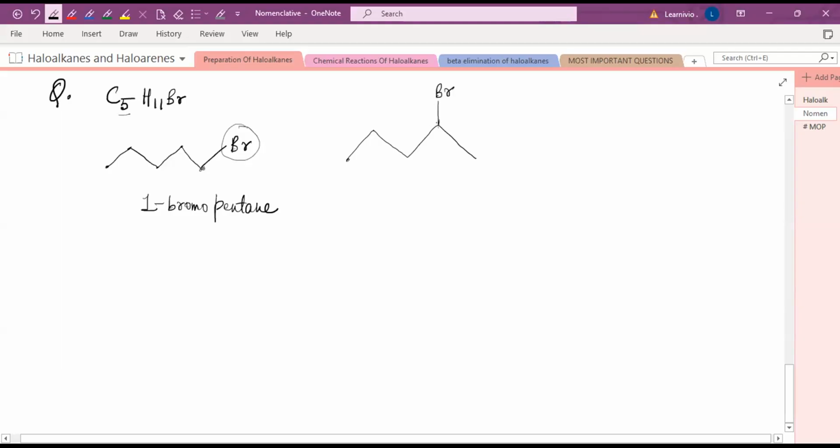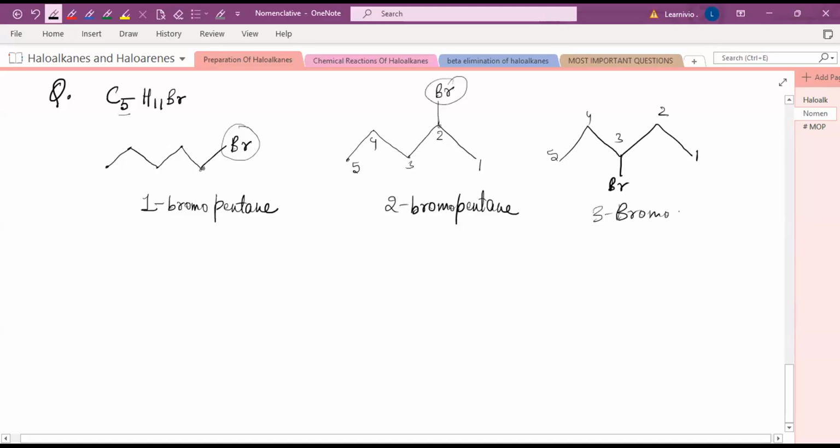When you attach this bromine here, this is your unique structure. The attachment is different. So what is the name of this compound? One, two, three, four, and five. Its name is 2-bromopentane. Write down the next one. Now shift this bromine to this carbon. Now name this: 1, 2, 3, 4, and 5. So this is your 3-bromopentane.